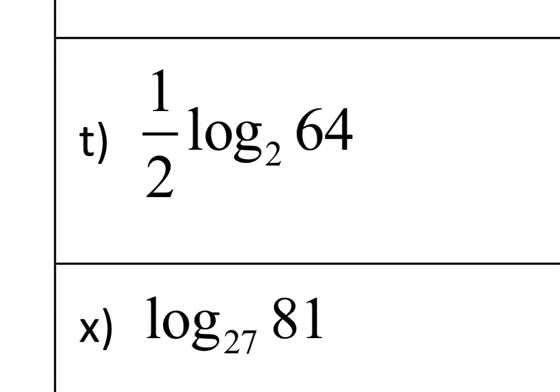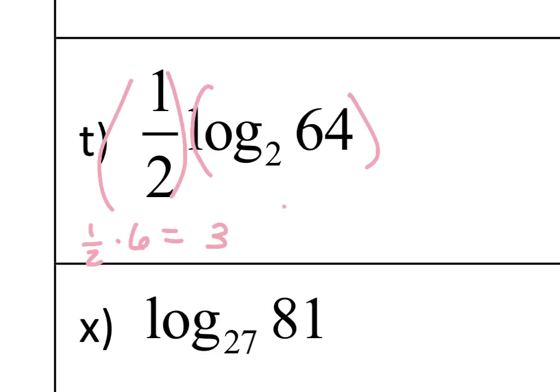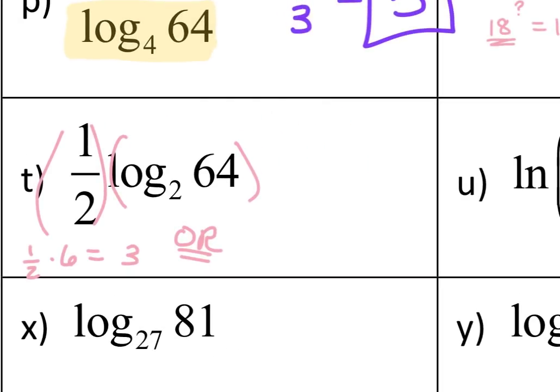Now, you can do this problem two different ways. You can do it exactly like the previous problem, where we multiply a half times the answer to log base 2 of 64. So that would be 1/2. And if you know quickly that the log base 2 of 64 is 6, you would get 3.